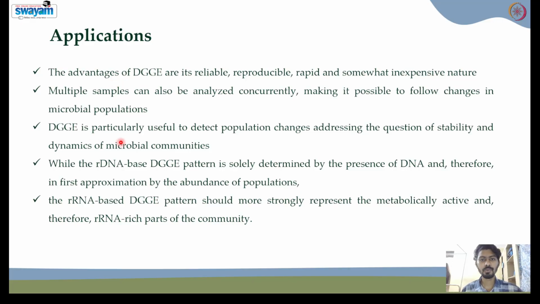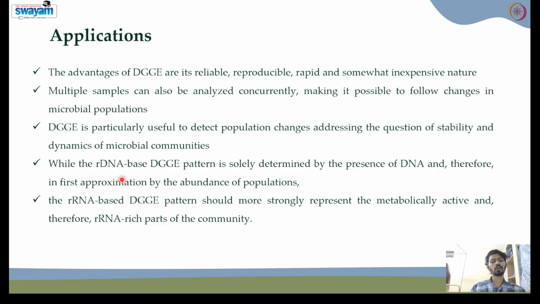And it is particularly useful to detect the population changes, addressing the question of stability and how it changes the dynamics of the community that are present in the ecosystem. And if you see the rDNA based DGGE pattern, it is solely determined by the presence of DNA. And therefore, in first approximation, based on the band pattern, you could say how much abundance of populations are there in the environment.